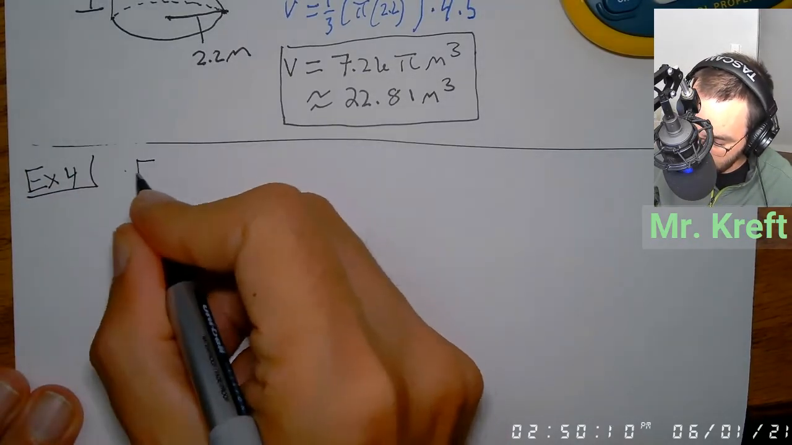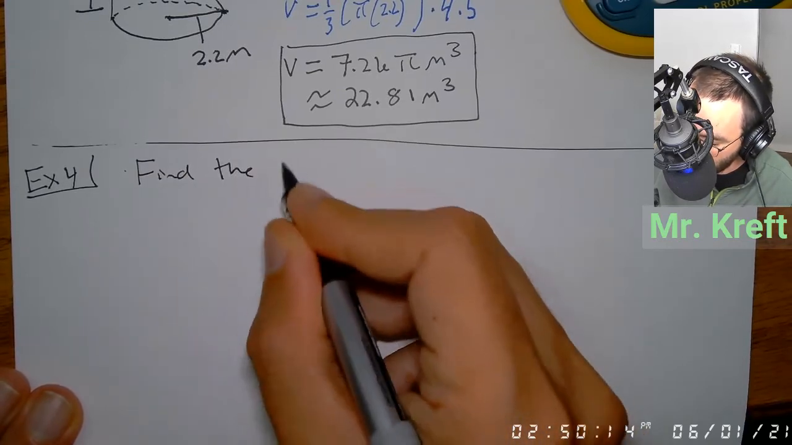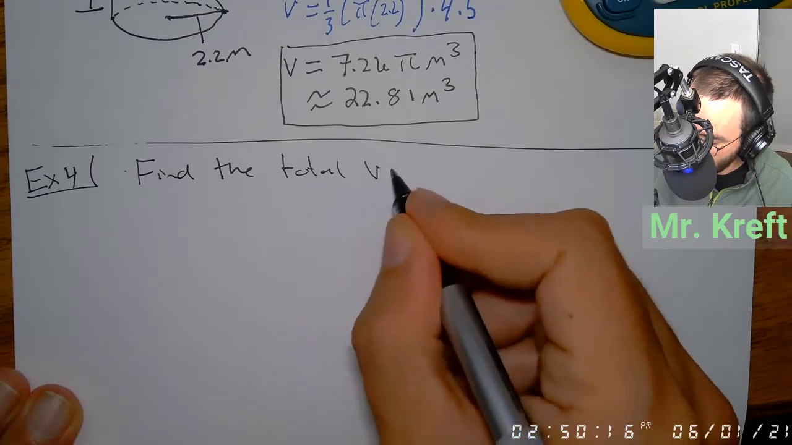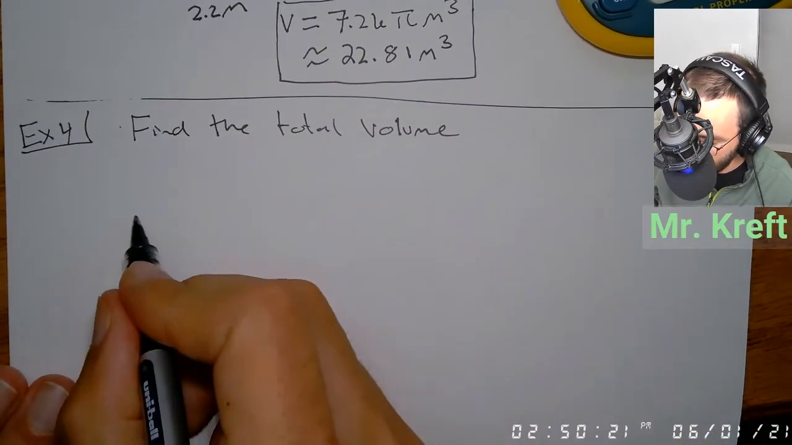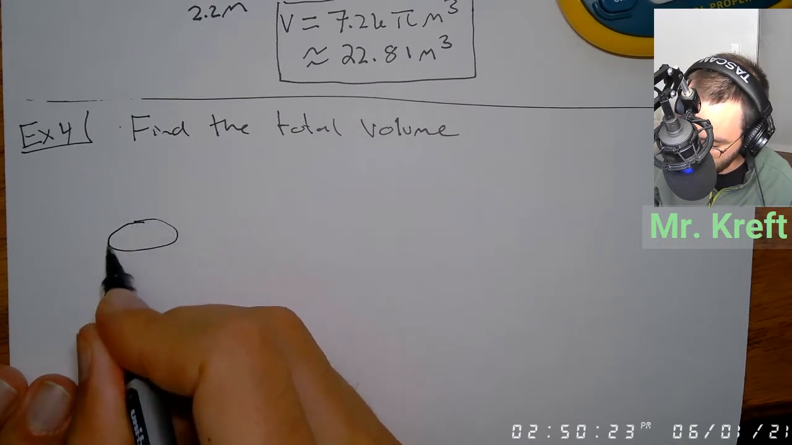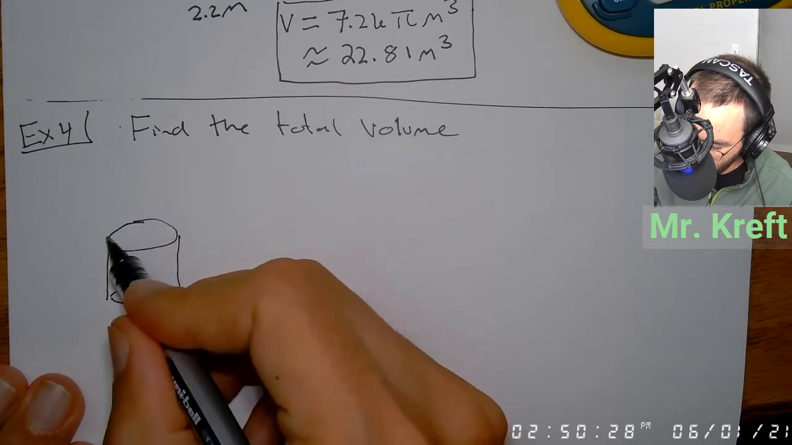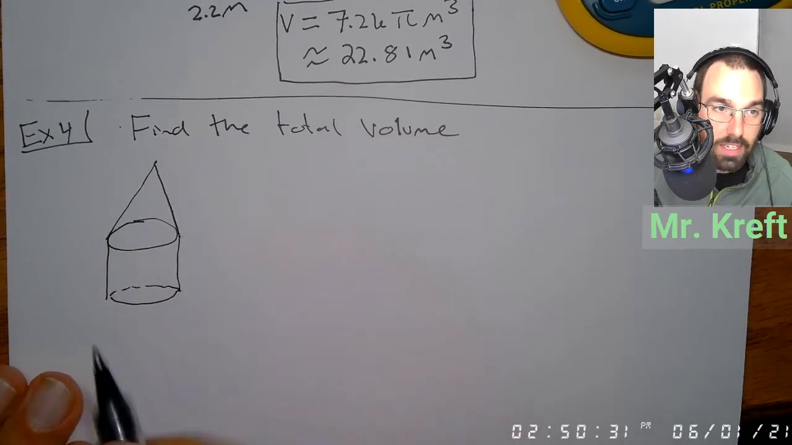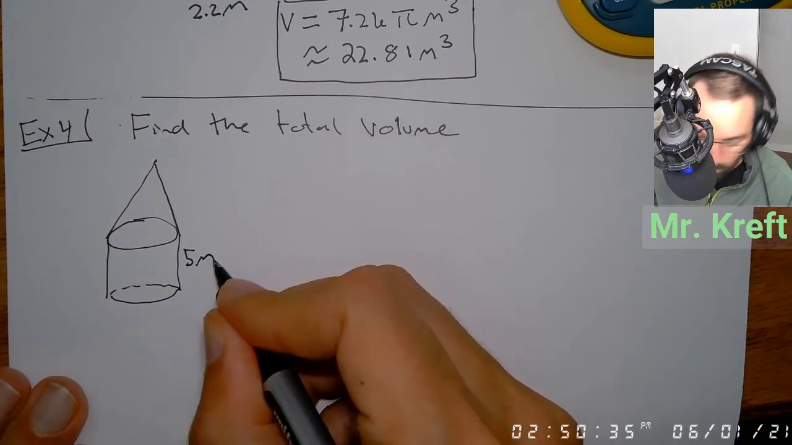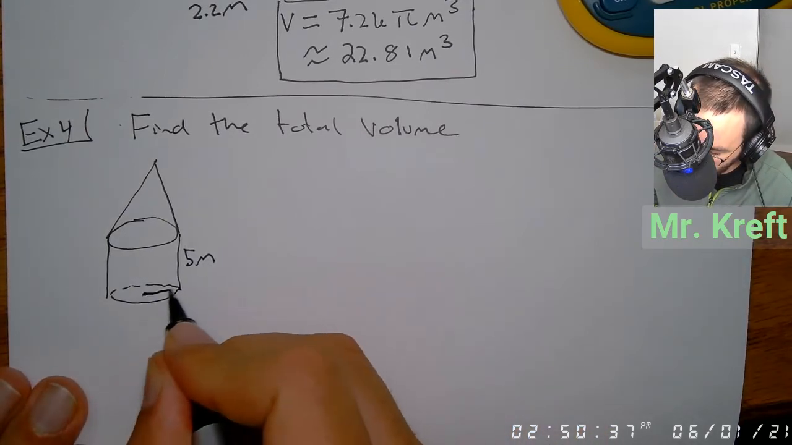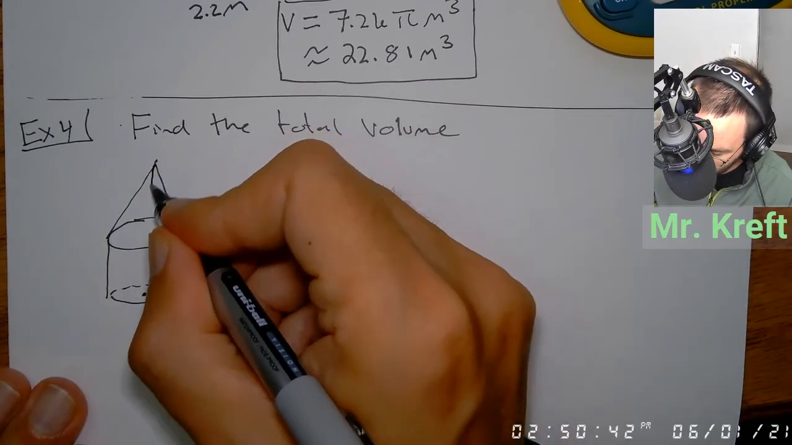And you guys are going to find the volume. Oh, no, sorry. Find the total volume. What we're going to have here is a cylinder, and then we're going to have a cone on top of it. And the cone has the same base as the cylinder.